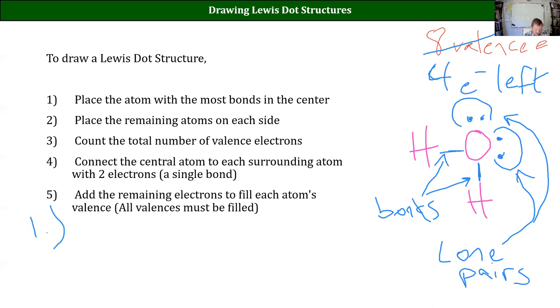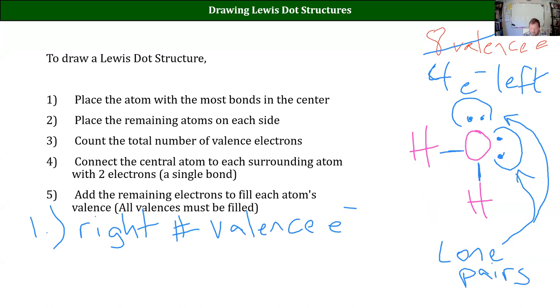The most important of these criteria is you have to use the right number of valence electrons. We can't create matter out of nothing, and we can't get rid of electrons just because we don't know where to put them. So you need to make sure that we used up all of the electrons that we have and no more. And our second criteria is that everything has a full valence.